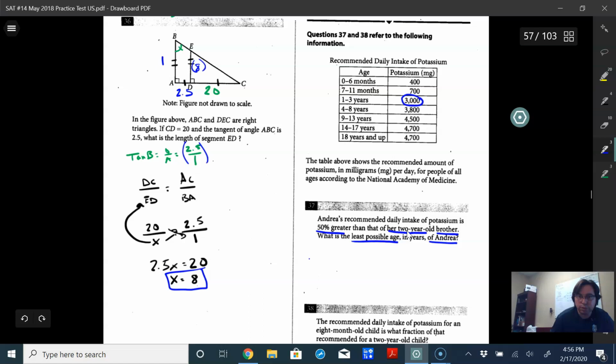So remember with these percentages, it's either working with decimals or change of. So this is a decimal problem, so that means you're increasing or decreasing off 100%. However, this is 50% greater, so that means the decimal is 150%. To multiply that, that would be 3,000 times 1.50, which will then give us a value of 4,500 milligrams. Let's see where that falls, it's right here. And it says, what is the least possible age? The least possible age is 9.